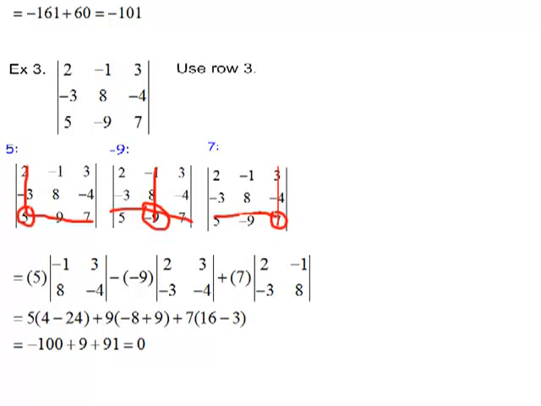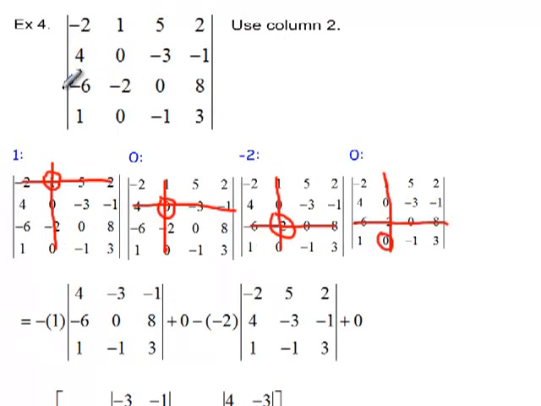Another example, 4 by 4. Whoa. Well, the method will be the same. It's just a little bit more tedious. Why? You will see. I said use column 2. And the reason why you pick column 2 now is because you have 2 entries with zeros. So from now on, you don't just use column 1 or row 1. You try to use the row or column with the most number of zeros. So that's why I picked column 2 for you.